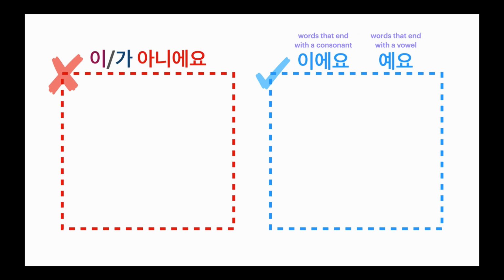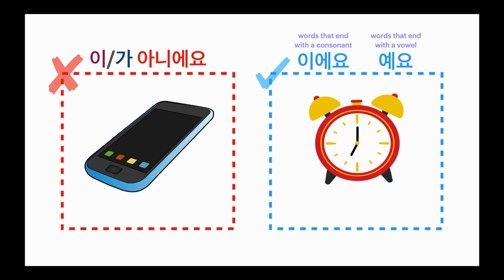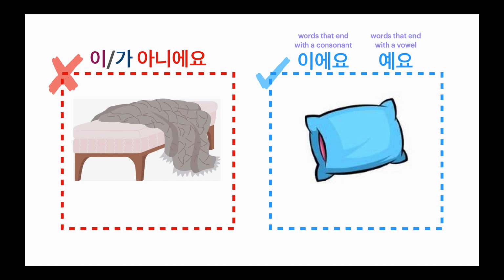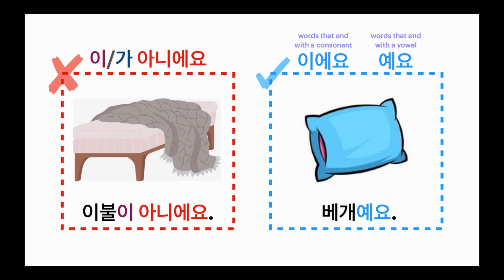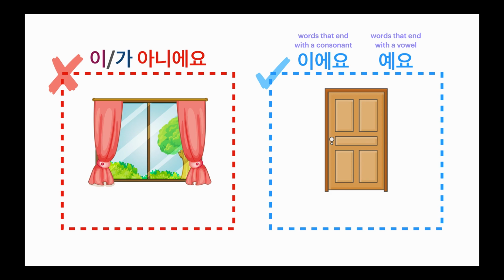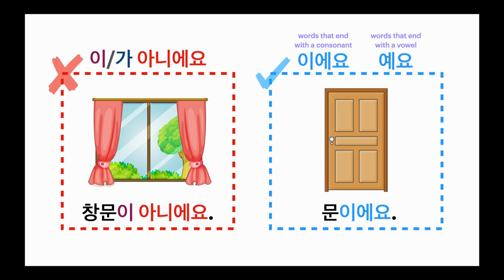Alright, let's practice switching back and forth between 아니다 and 이다. Let's get our sentence patterns up here. And go ahead and try to say, it's not a cell phone, it's a clock. I'll give you about 8 seconds, but pause if you need more time. 핸드폰이 아니에요. 시계예요. It's not a blanket, it's a pillow. 이불이 아니에요. 베개예요. It's not a window, it's a door. 창문이 아니에요. 문이에요.